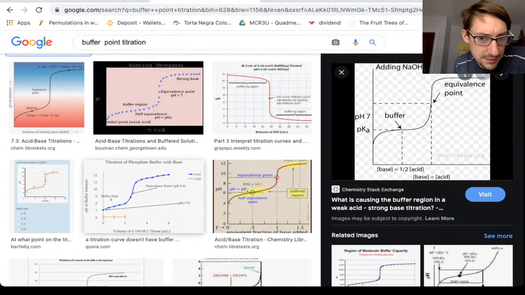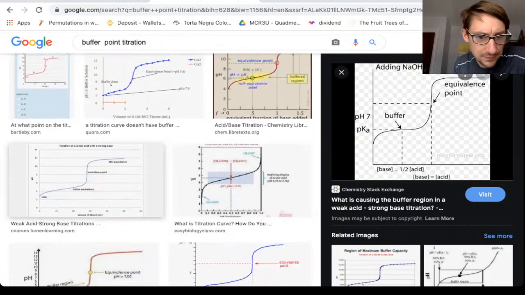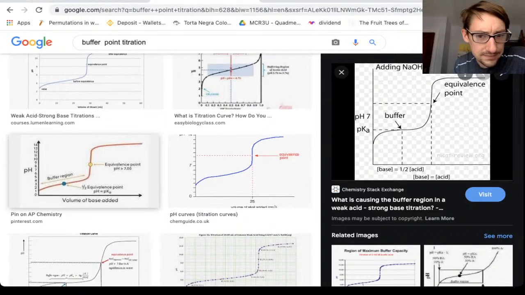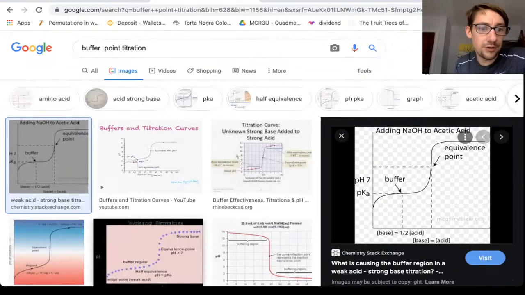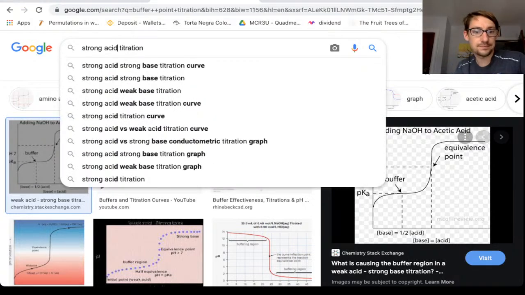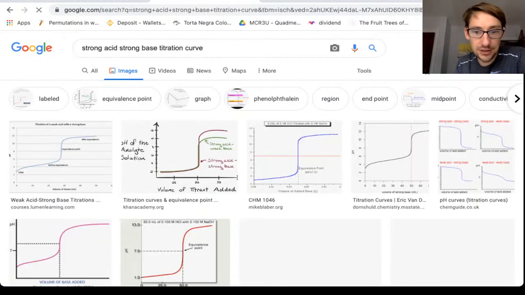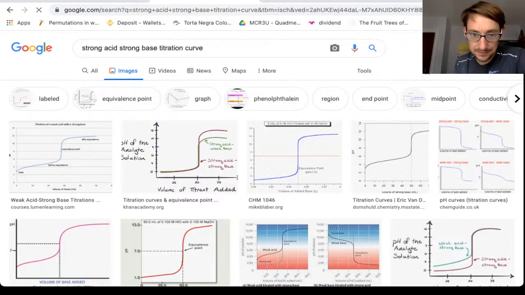Well, that one has the wisp, so it's weak acid as well. Weak acid, weak acid. Well, these are all boring. Oh, it's because there's no buffer for a strong acid. Strong acid, strong base titration curve. You'll note it does not have that S shape here. It simply starts and goes linearly from there.